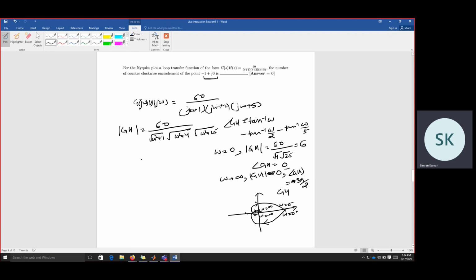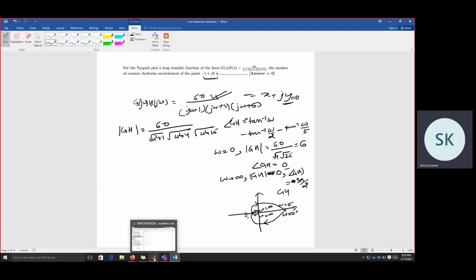For that case, what we can do is find the value at this point. We just have to say that at this point, the imaginary component of G(j omega) H(j omega) will be 0. So we simplify this to find an x plus jy type of term, and set y equal to 0. From there we can find whether this point is minus 1, less than minus 1, or greater than minus 1. This has been shown in the lecture, so this can be done.